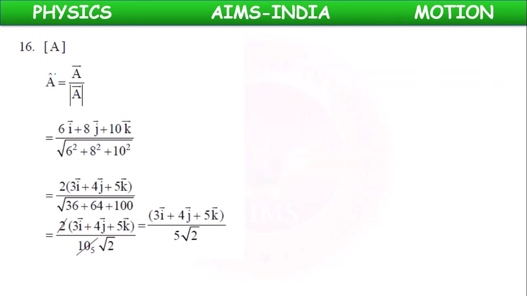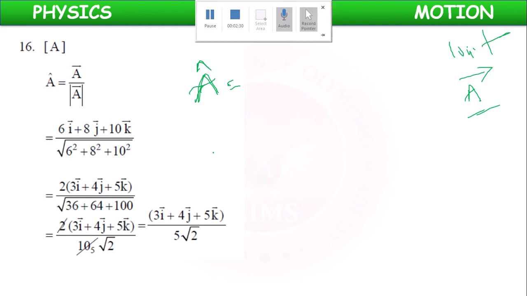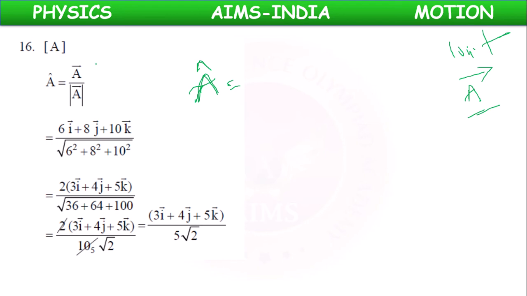So the unit vector is represented by the symbol a cap. A cap represents the unit vector of vector A, whose magnitude is 1 unit and whose direction is same as the a bar vector. The formula for unit vector is the given vector divided by its magnitude. To find the unit vector, we have to divide the given vector by its magnitude.